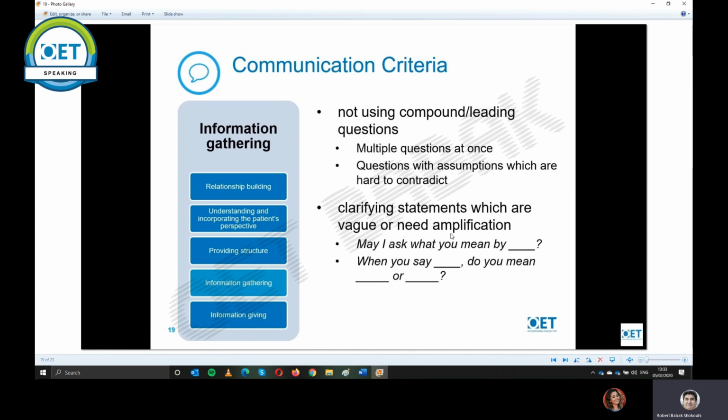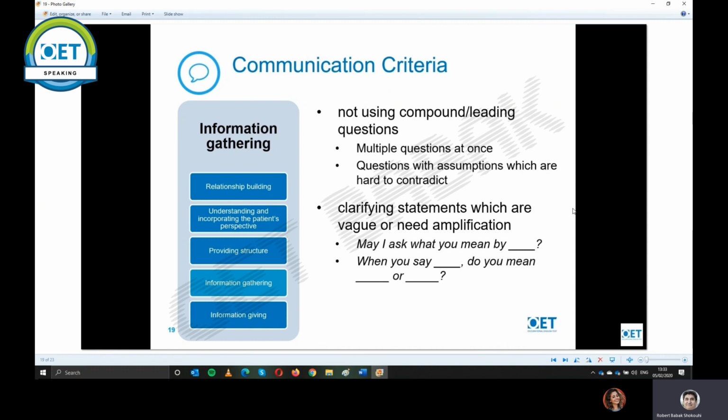Clarifying statements which are vague or need amplification. If you don't understand something, or if something is important, you can ask. You say, may I ask you what you mean by not severe or very severe? On a score of 0 to 10, what is your pain like? And they say, okay, it's a 4. So you can ask for clarification.